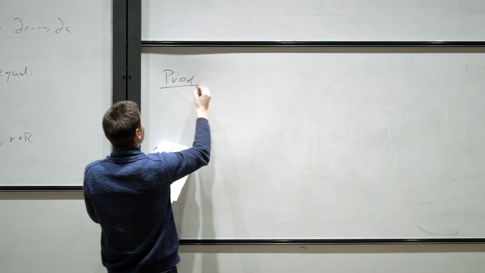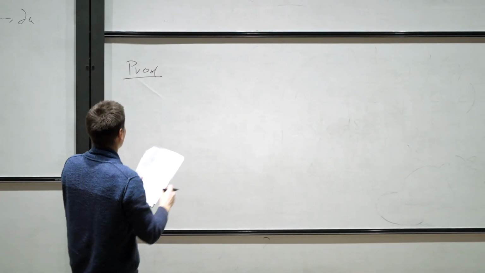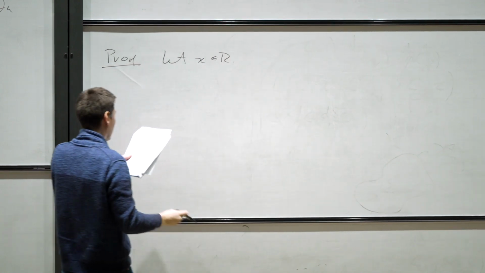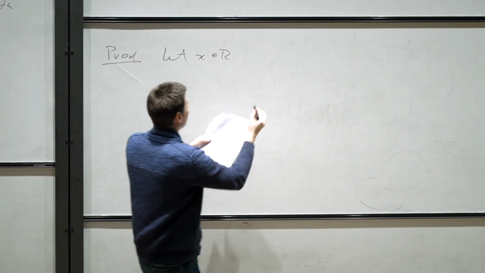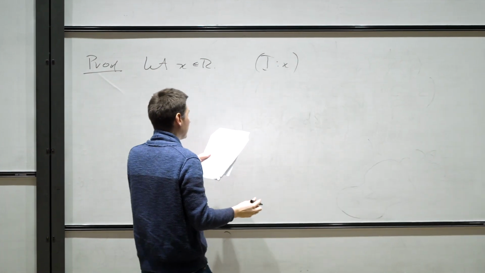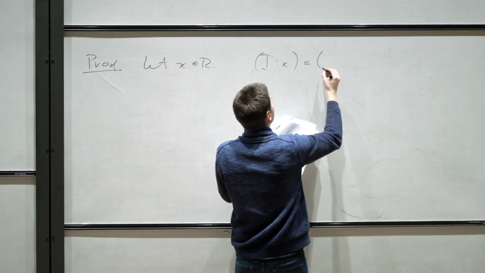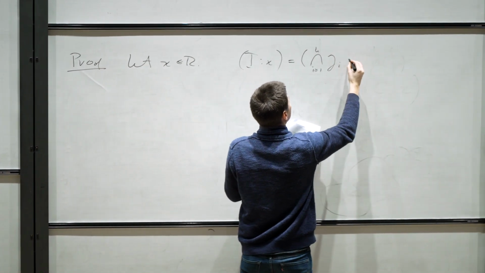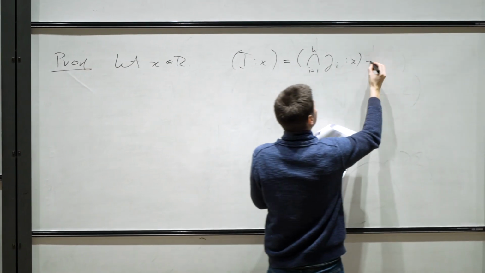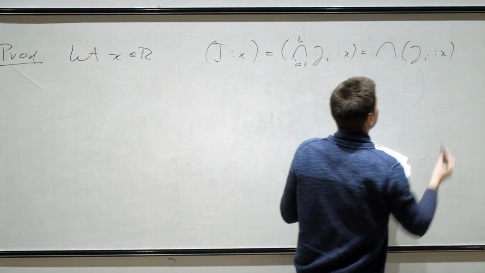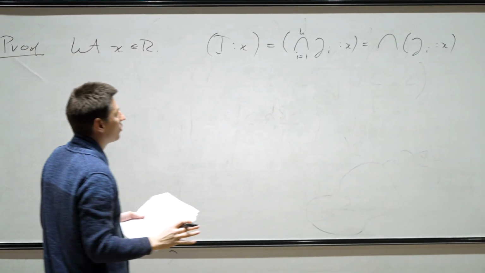So I'm proving the theorem. Okay, so let x be in R. What we're going to do is we're going to look at this ideal I divided by x and analyze it. So the first thing you want to do is, well, this is a finite intersection, and you can pull the intersection out. Okay, this requires a check, but I'm not going to do it.